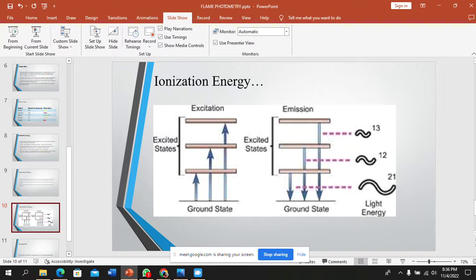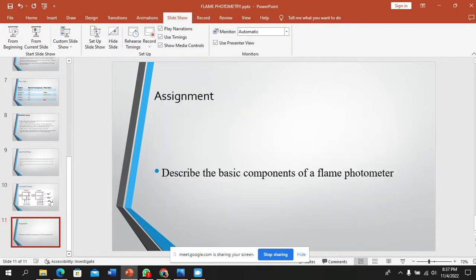What about the other property? We've learned about ionization energy, which is the minimum energy that is required to remove an electron from the outermost energy level of an atom when it's in its gaseous state. Correct. So that is the end of our lesson, and before we leave, I have an assignment for you where you're going to describe the basic components of a flame photometer. I've shown you the image of a flame photometer, and you can discuss its basic components.